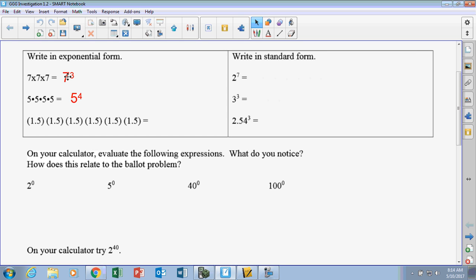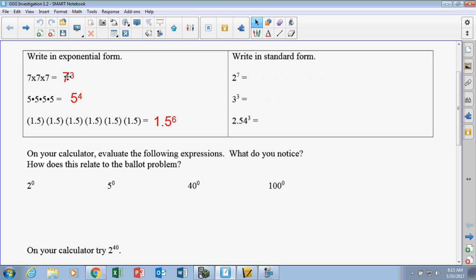So the next one is 5 to the 4th power. What about the last one? What'd you get for the last one? Yeah, 1.5 to the 6th power. Multiplying 1.5 times itself 6 times.